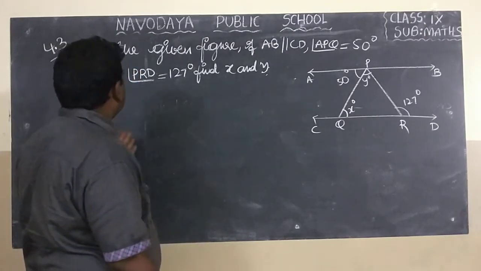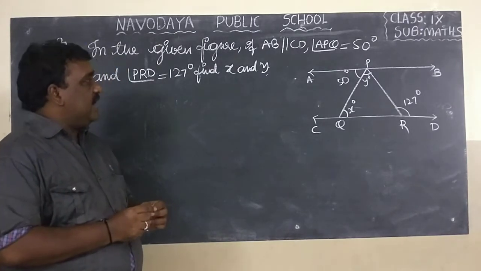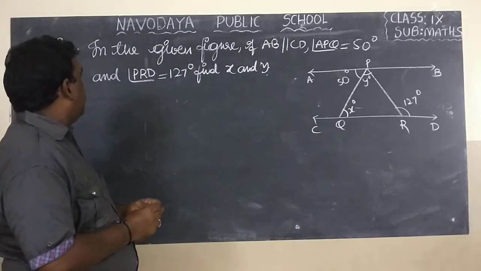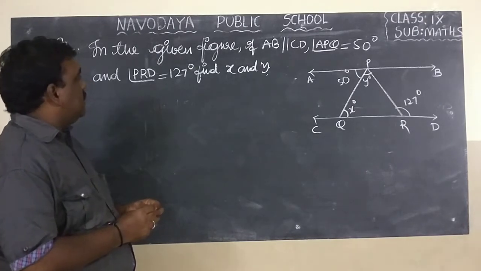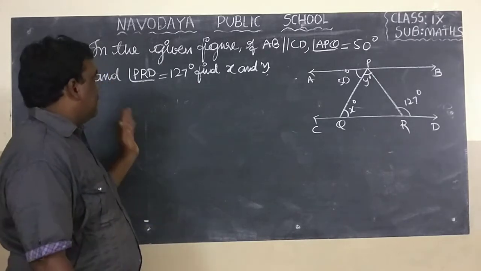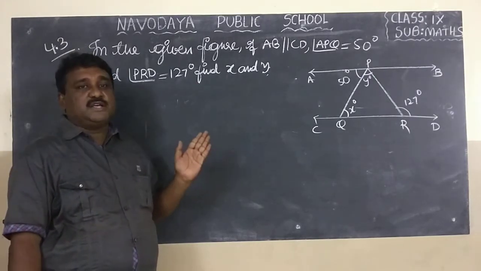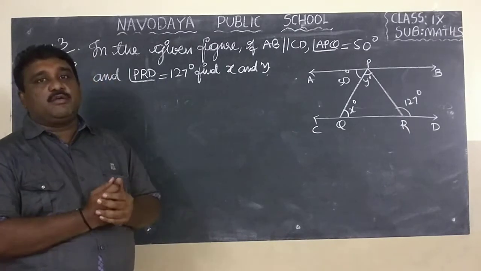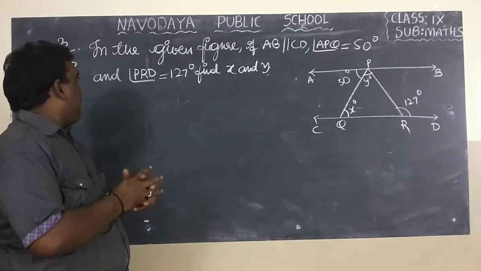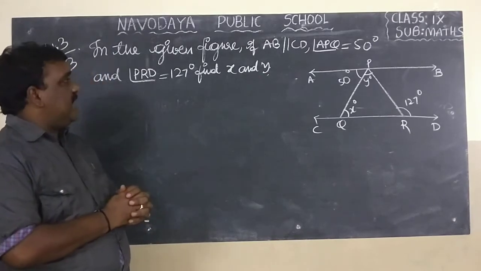What is the problem? In the given figure, AB parallel CD, angle APQ equal to 50, angle PRD equal to 127, find x and y. So what is given in the problem? AB and CD are parallel to each other. Angle APQ equal to 50, angle PRD equal to 127, find x and y.